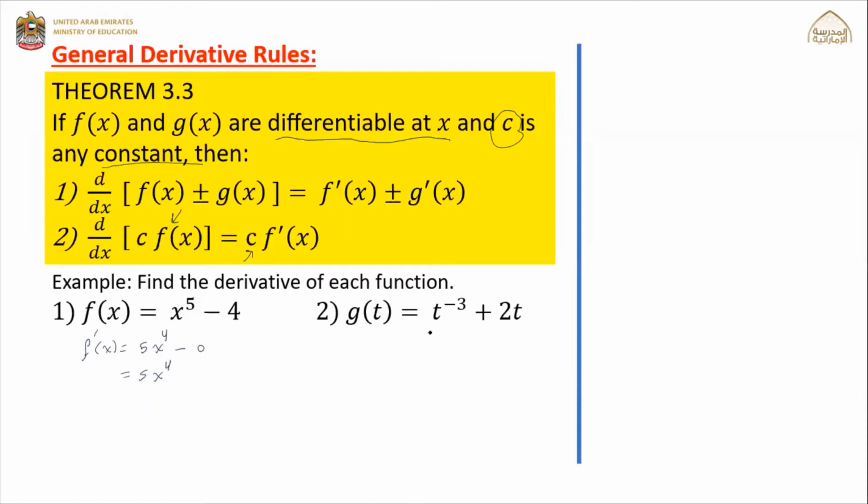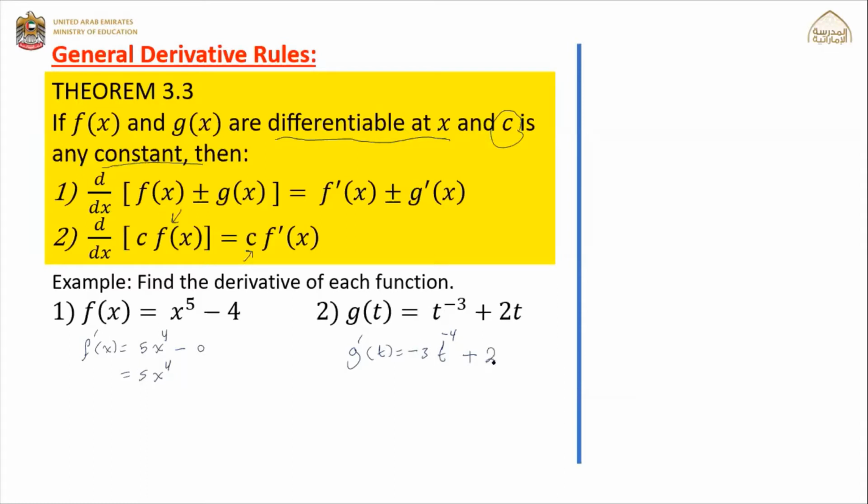What about g of t equals t to the power minus 3 plus 2t? Here we have addition between two differentiable functions. So g prime of t equals the derivative of t to the power minus 3, which is minus 3 t to the power minus 4. Why minus 4? Because minus 3 minus 1 gives me minus 4. Plus, what about the derivative of 2t?